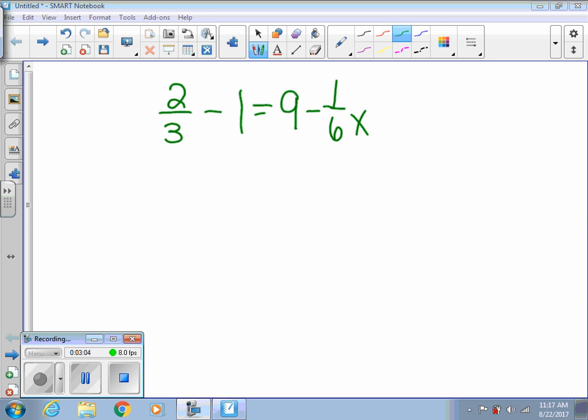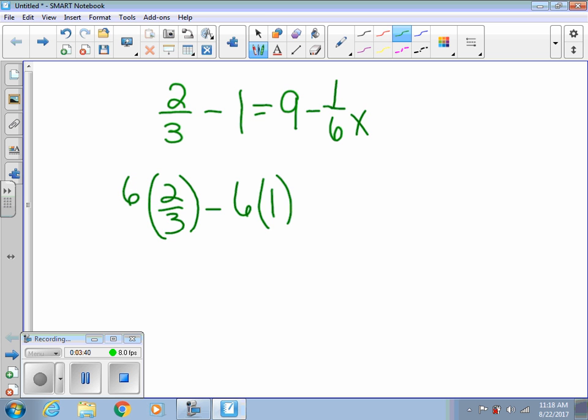Okay, so what I like to do when we have fractions that we have to deal with, personally, if I've got an equals in the problem, I always try to look to see if I can kill the fraction. And what I mean by killing the fraction is I multiply through by the common denominator. Okay? So the common denominator here is 6. But I have to multiply every term by 6. So I'm going to multiply 6 times 2/3 minus 6 times 1 equals 6 times 9 minus 6 times 1/6 x.